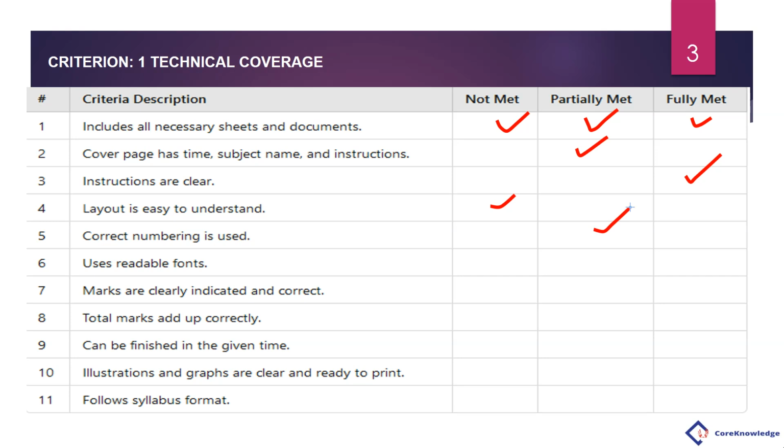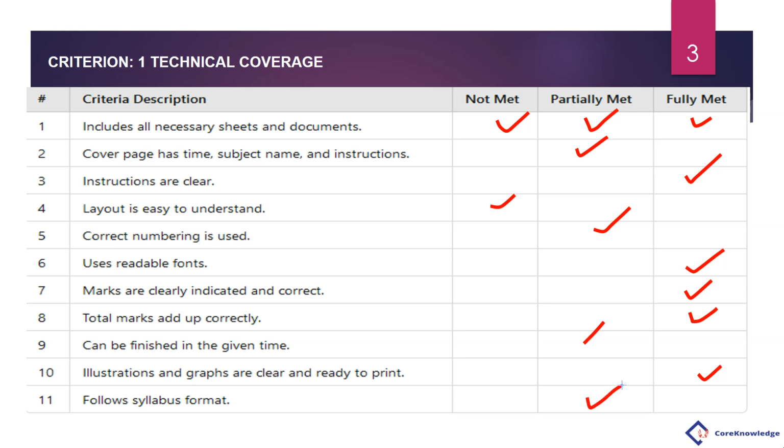Use readable fonts. Okay, you can say probably you're happy with that. Marks are clearly indicated. Probably you could be happy with that. Total marks add up. Probably you could be happy with that. Can be finished within given time. Probably you could be questioning that, looking at maybe the timeline. If you have gauged the paper, if you have assessed the timeline, maybe probably graphs are met, and of course follows the syllabus partially met.